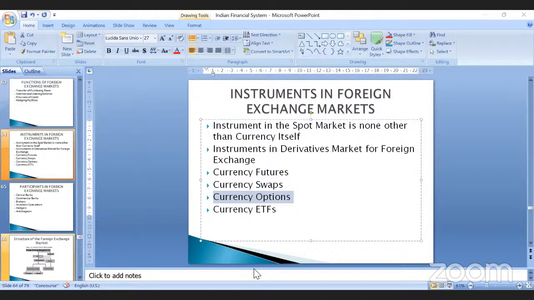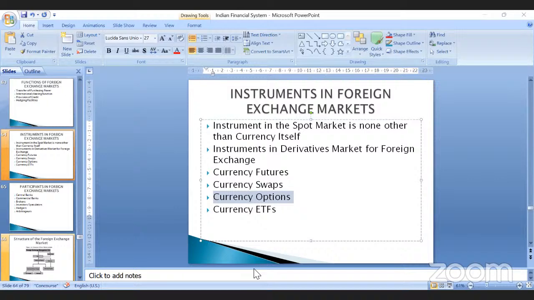He is only given a right, but not an obligation. You are given a right that you can buy a specific currency at a specified rate for a specific time period. Whether you are operating it in the spot market is not taken into consideration. You are not obligated. It is not your duty that you definitely have to buy, but you have a right to buy. We call such an option a currency option.